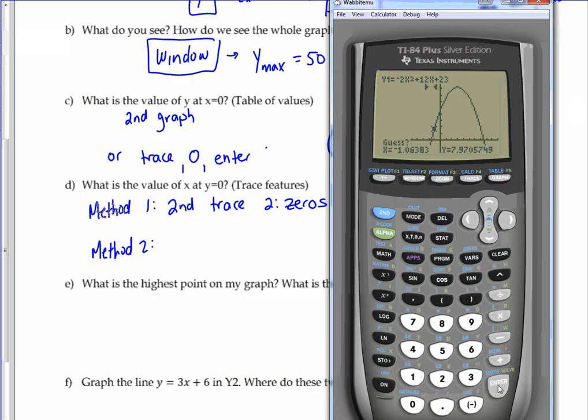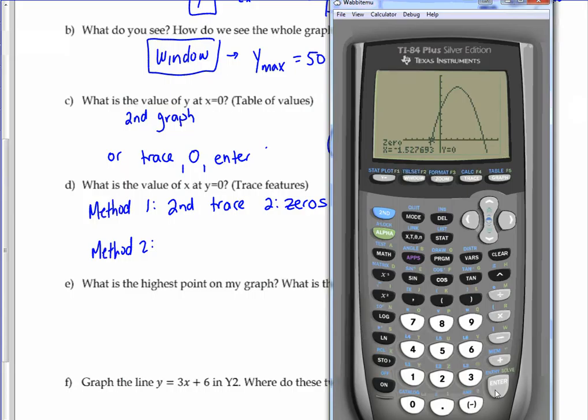And what this does is it tells your graphing calculator, can you please find the x-intercept between these two values? That's why we have to go left bound and right bound, because there's more than one. You have to tell the calculator which one. And then your guess, you can move closer or you could just push enter. It doesn't really matter. And there it is, negative 1.53.